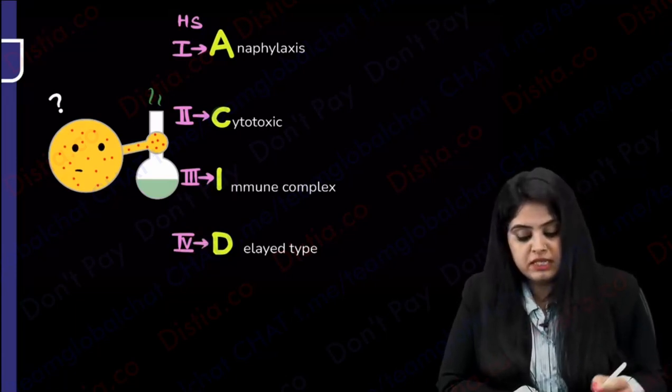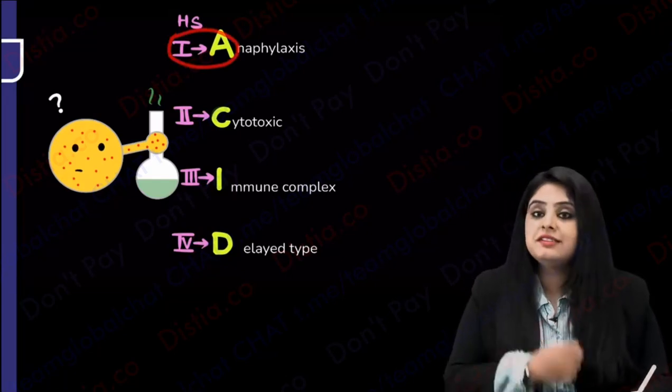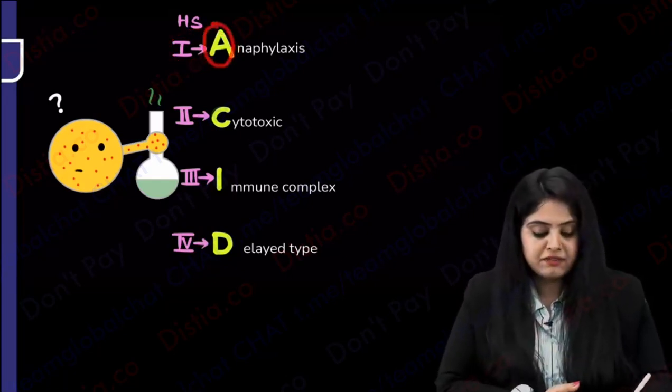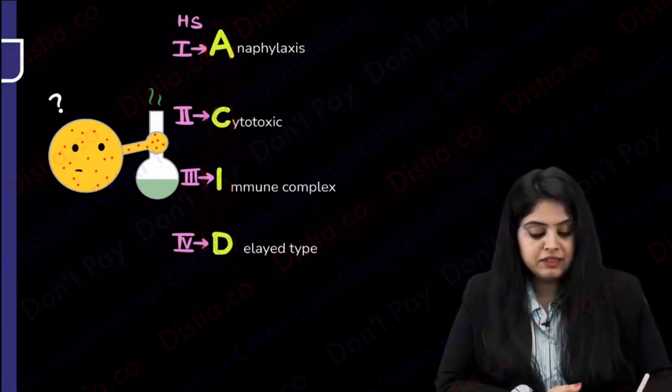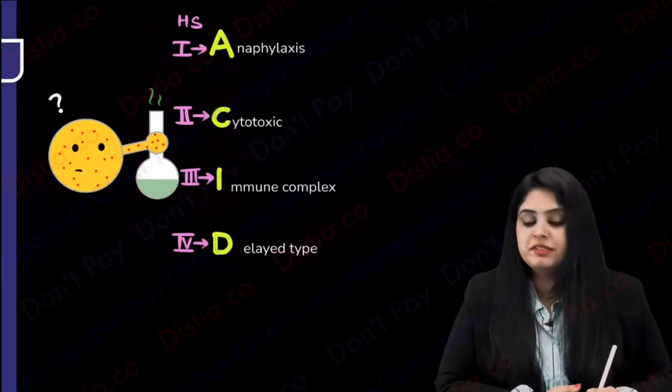So let's do a repeat. I say type 1 is ACID. ACID means anaphylaxis, cytotoxic, immune complex and delayed type. These are the 4 things that I have to know for the 4 hypersensitivities.